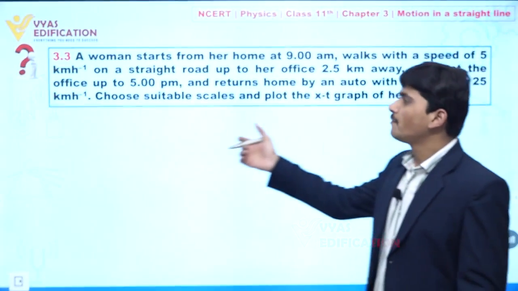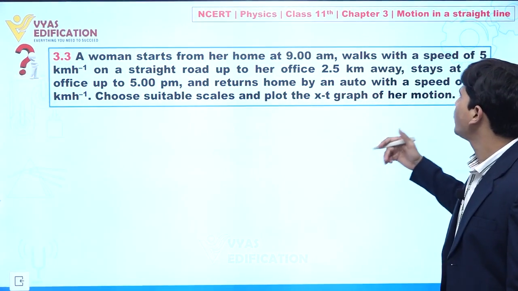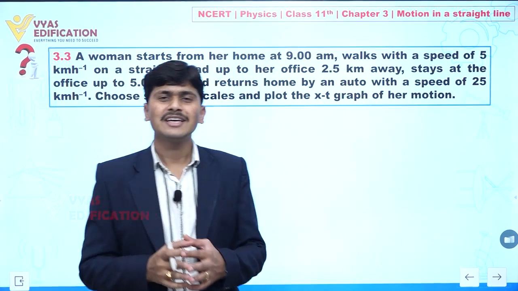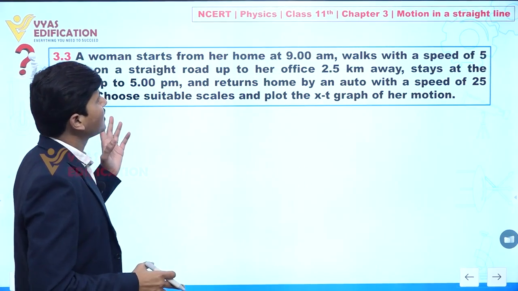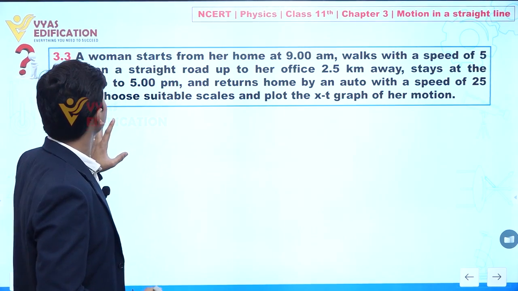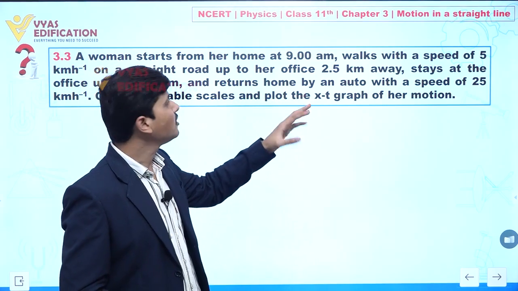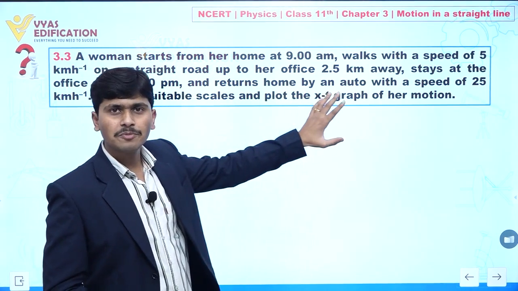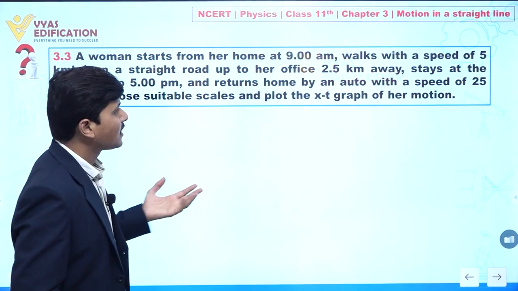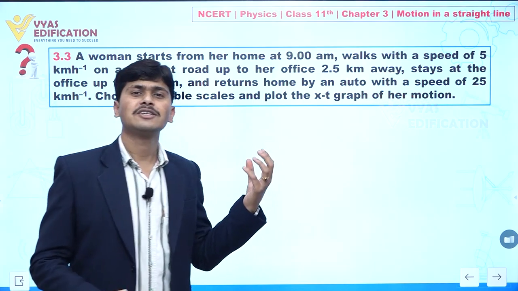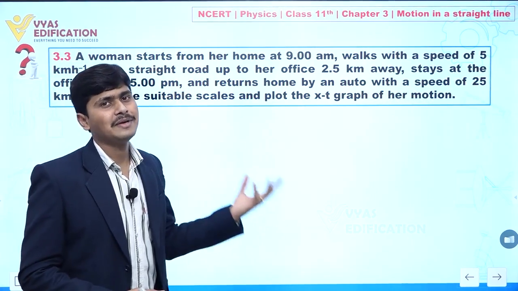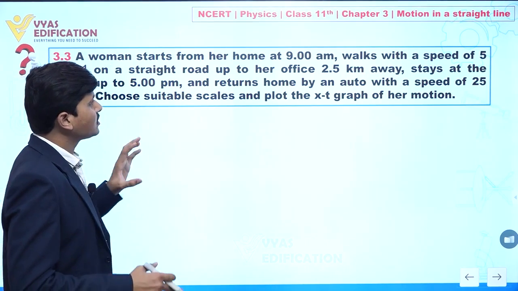Okay, she stays at the office until 5 pm and returns home by an auto with a speed of 25 km per hour. So initially, let's suppose this woman is going to the office by walking. That's why she is taking almost half an hour. Why? Because the office is 2.5 km away and she is moving at 5 km per hour. But during the return she is actually coming by auto, so definitely the speed will be more and the time will be less. Clear? So what is the objective in this question?